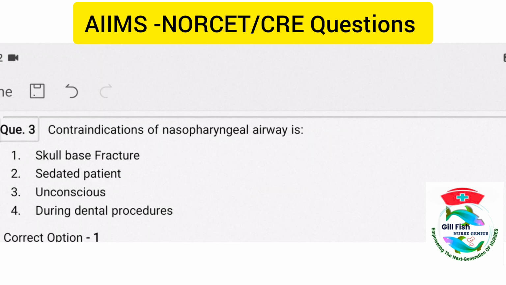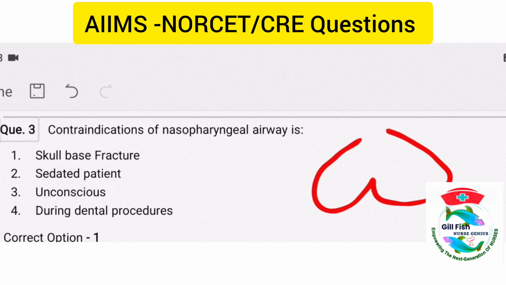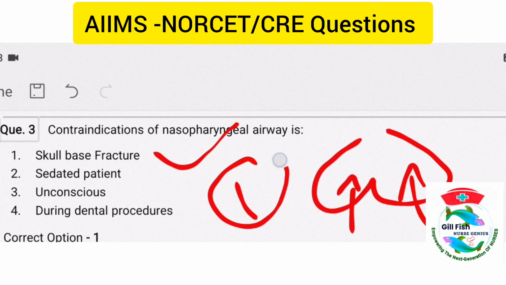Contraindication of nasopharyngeal airway. Option 1 skull base fracture, option 2 sedated patient, option 3 unconscious, option 4 during dental procedure. This is the nose, and we are going to use the nasopharyngeal airway. So which one is the contraindication for nasopharyngeal airway? That is skull base fracture. Option 1 will be the correct answer.